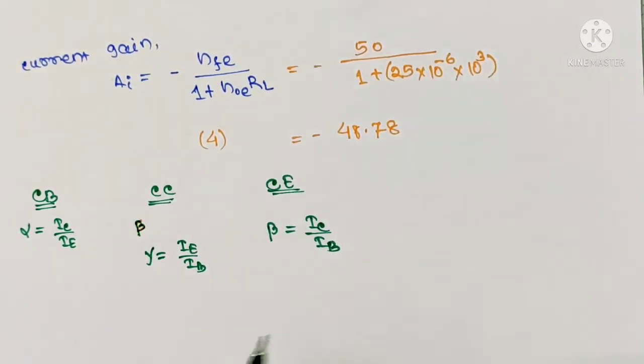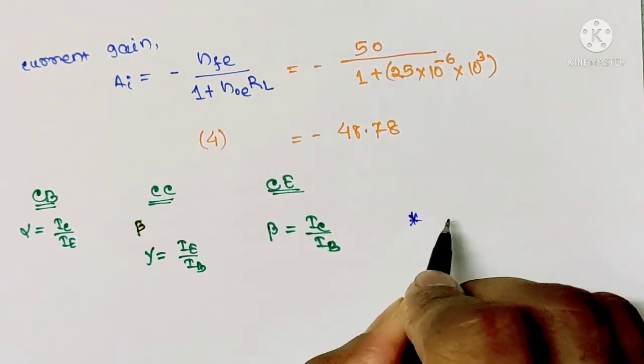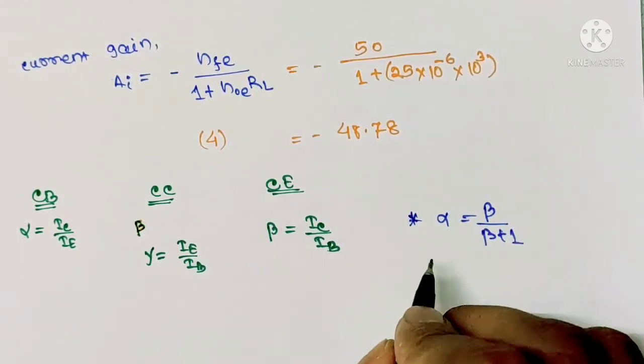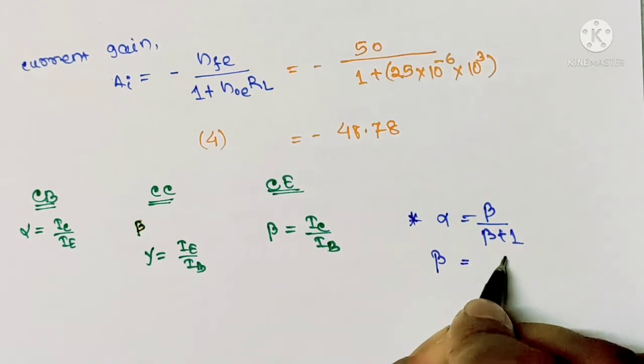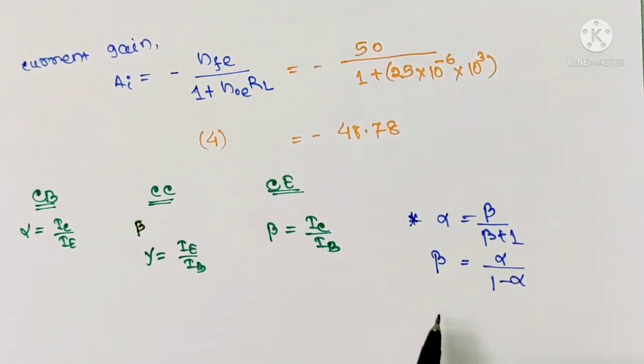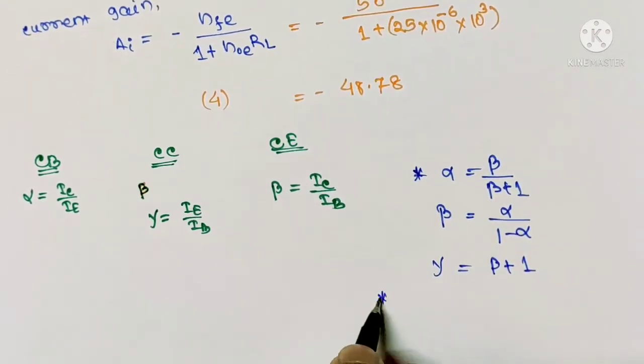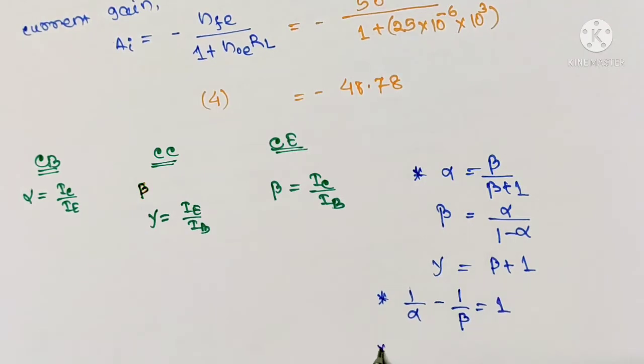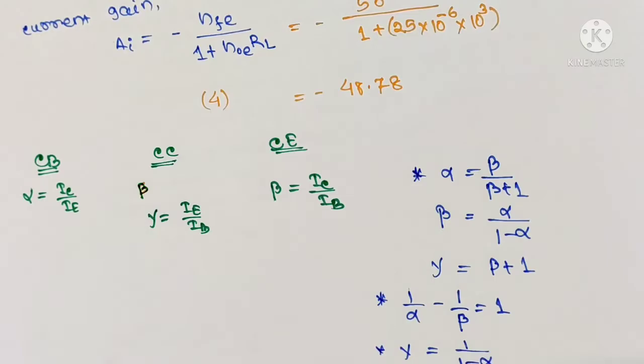You should remember the relation between alpha, beta and gamma, that is alpha equals beta by beta plus 1, beta equals alpha by 1 minus alpha, gamma equals beta plus 1, and 1 by alpha minus 1 by beta equals 1, gamma equals 1 by 1 minus alpha.